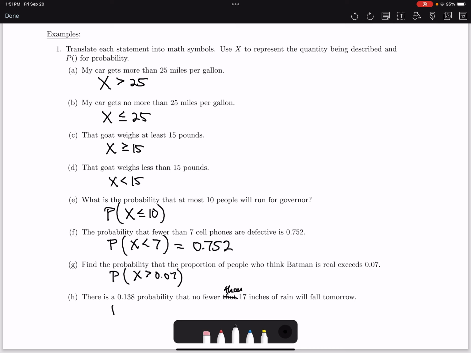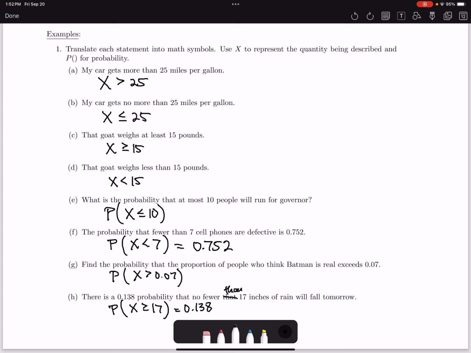So let's say that X is the number of inches of rain that will fall tomorrow. We want the probability that X is no fewer than 17. It could be 17 or it could be something more than that, but it can't be fewer than that. So no fewer than 17 would mean greater than or equal to 17. We're told that the probability that X is no fewer than 17 is 0.138. And so that's how we would translate that statement into math.